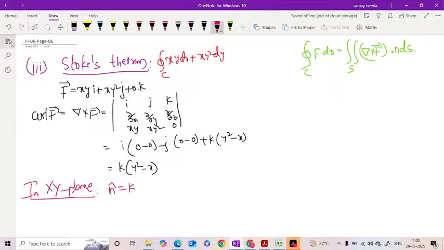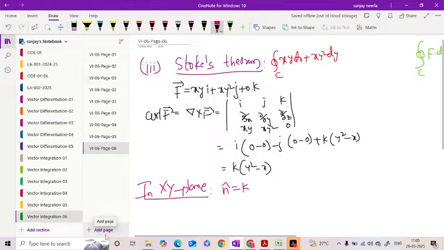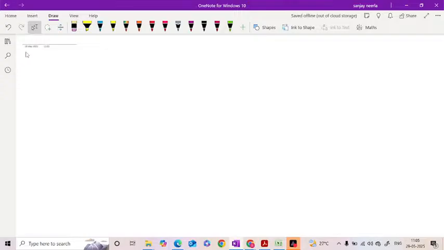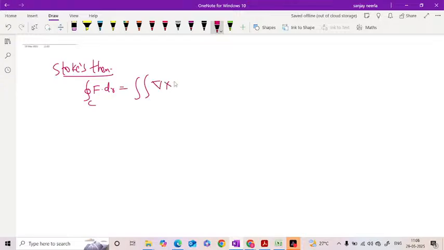Now come to Stokes theorem. The statement of Stokes theorem, we already know: the line integral of F dot dr is equal to the surface integral of del cross F dot n dS. Already it is the xy plane, so it is a surface integral.